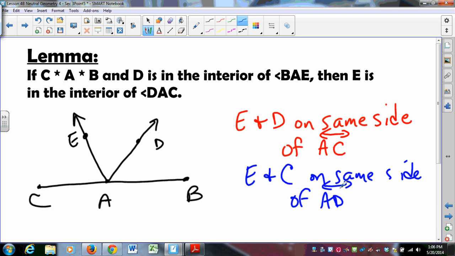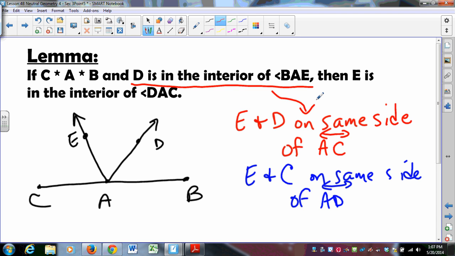Okay. Again, the lemma is not that hard to walk through. D is in the interior of angle BAE by assumption. And so E and D are on the same side of line AB. So this part leads to this. D can't be in the interior of BAE without that being true. And so line AB is the same as line AC is the same as line BC, and so we're good to go on the red stuff.